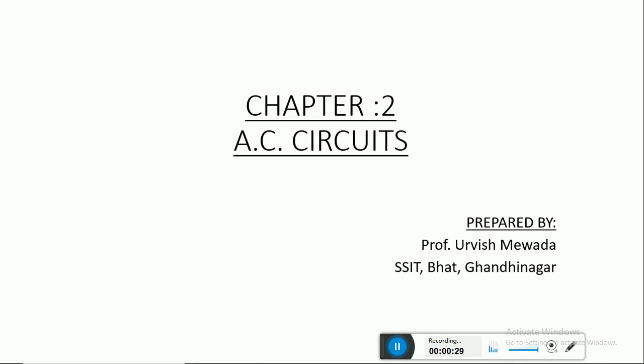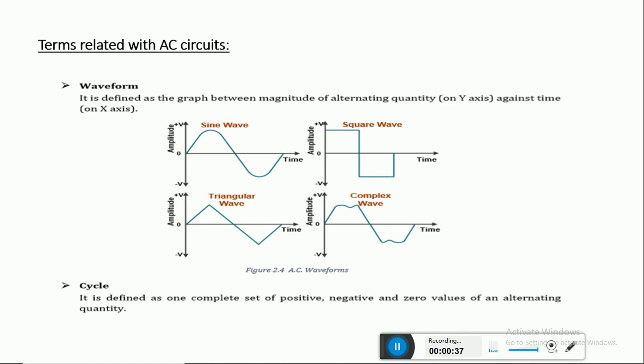Now in AC circuits there are so many important terms that we should be aware of before we learn the AC circuits. The first term related to the AC circuits is waveform. In this first definition you can see the shapes of the waveform, different types of waveforms. Why are these waves called AC waveforms?